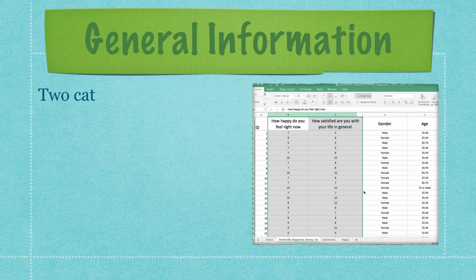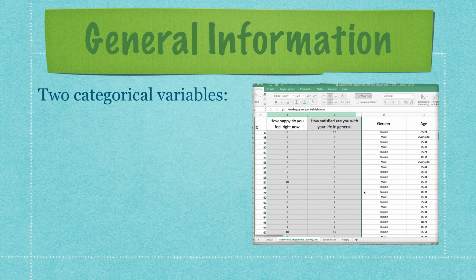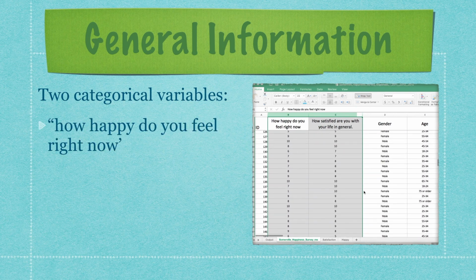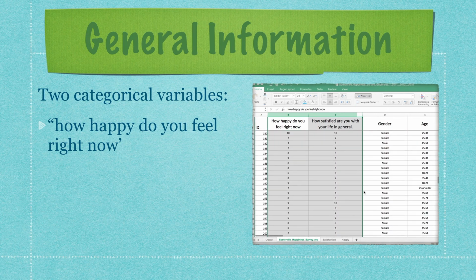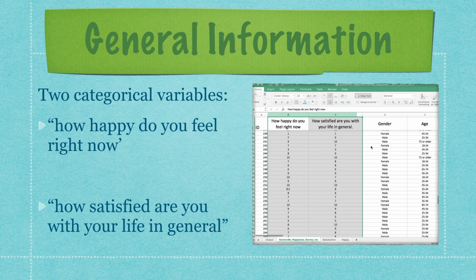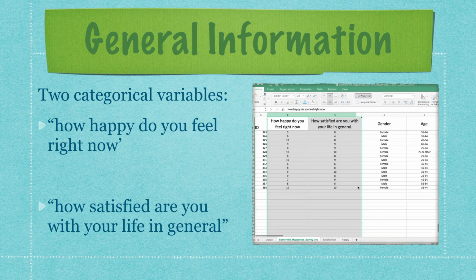The two categorical variables from this dataset that I will be working on are how happy do you feel right now and how satisfied are you with your life in general. My goal is to determine whether people feeling happy right now impacts their general life satisfaction. The score of happiness is the explanatory variable, and the level of satisfaction will be the response variable.